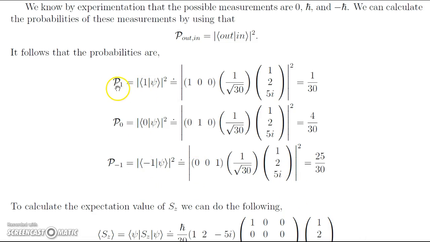So we can calculate the probability of measuring positive h bar as follows, and the calculation is the modulus squared of the row vector 1, 0, 0 times the scaled column vector 1 over root 30 times the 1, 2, and 5i. And when we do the calculation through, we get 1 over 30. And now when we're taking the probability of getting 0 h bar, we do a similar calculation and get 4 over 30. And the probability of measuring negative h bar is 25 over 30. These probabilities add to 1 as we expect.